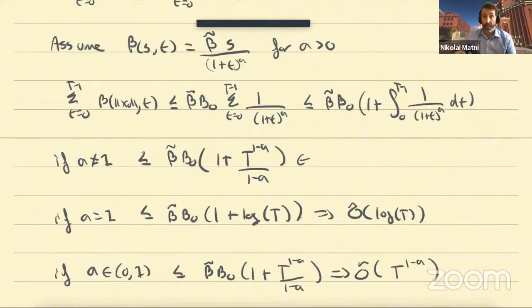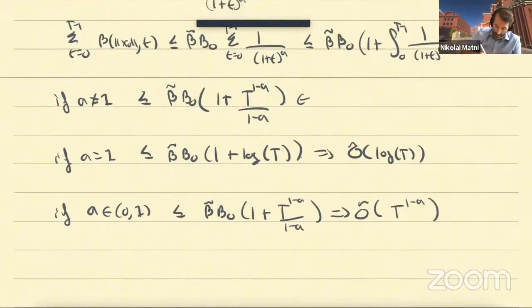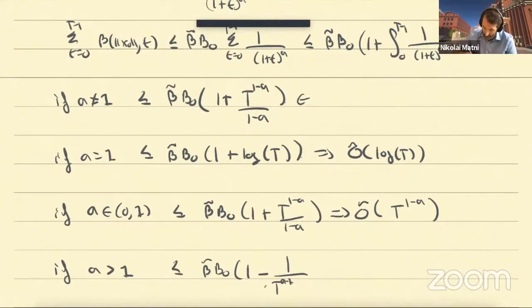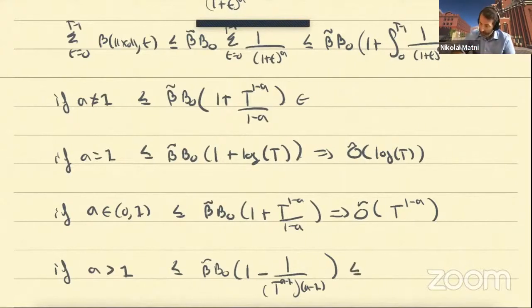And this is basically going to be order t to the 1 minus a in that setting. Now, if a is greater than 1, then what we really need to do is write this as beta tilde b0 times 1. The right way to think about this is really 1 minus 1 over t to the a minus 1 times a minus 1. Right, and this is now positive, but this essentially then becomes upper bounded by beta tilde b0.